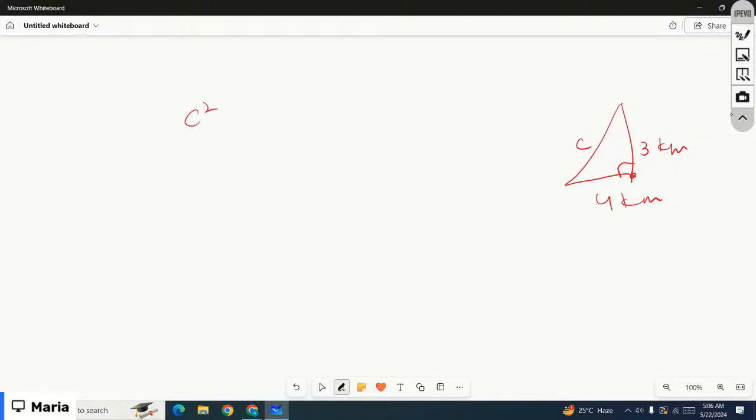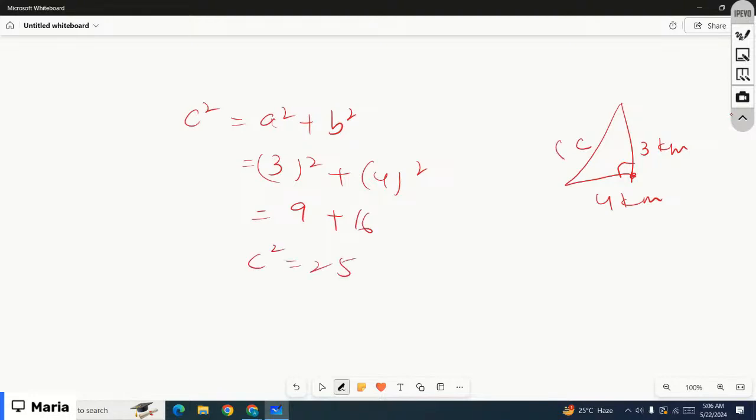So how do we find? C is the hypotenuse, right? We know that the Pythagorean theorem is C square equals A square plus B square, right? You are given A and B, just substitute the values, that is 3 square plus 4 square. 3 square is 3 times 3, which is 9. 4 square, 4 times 4 is 16. So 16 plus 9 is 25. That is C square. But you need to find the value of C only. So square root both sides.